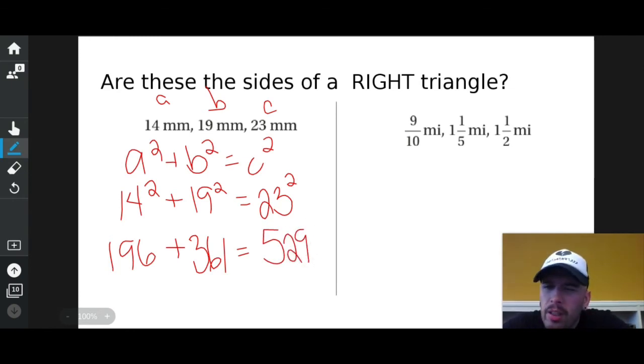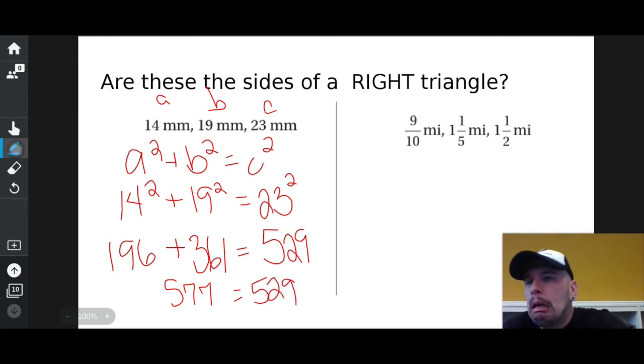196 plus 361 is going to be 557, which does not equal 529. Is this a right triangle? No, they are not.